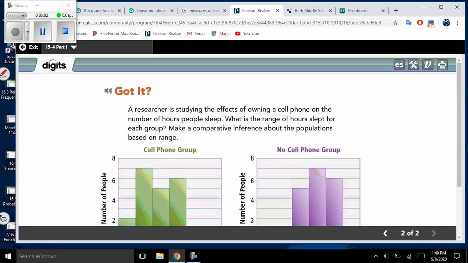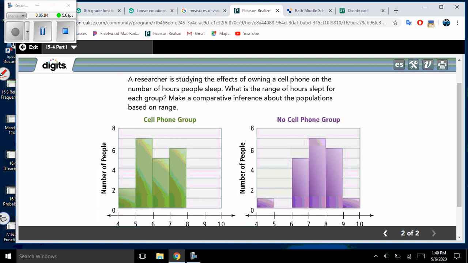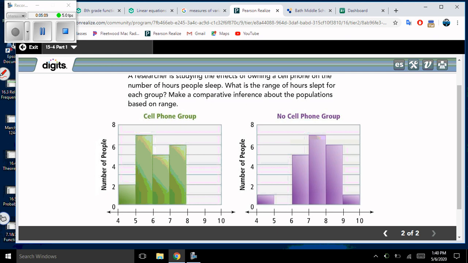Take a look at the next situation where we've got a researcher studying the effects of owning a cell phone. So this one, you guys, I would think, could appreciate a little bit more.